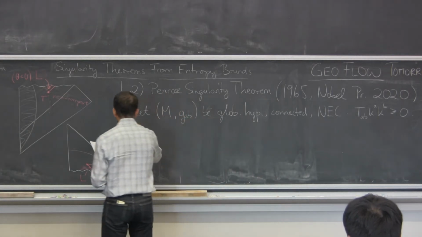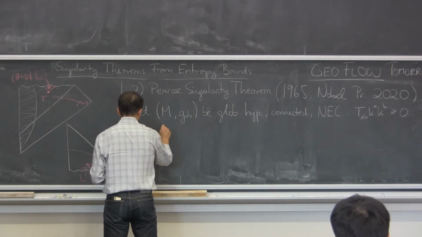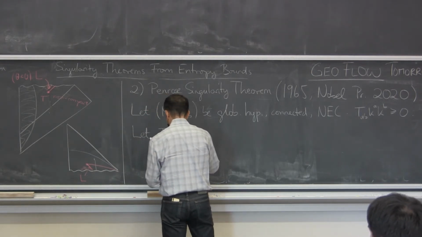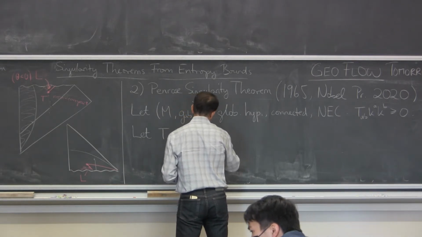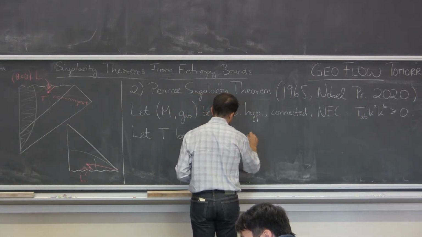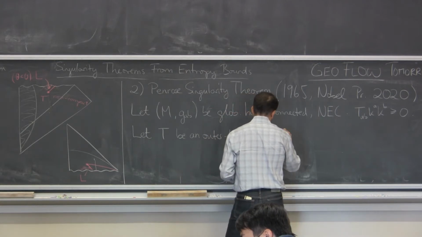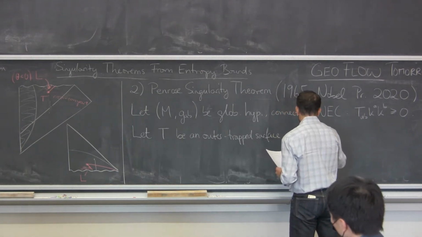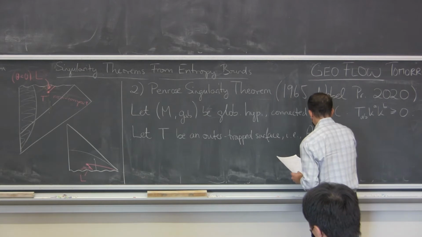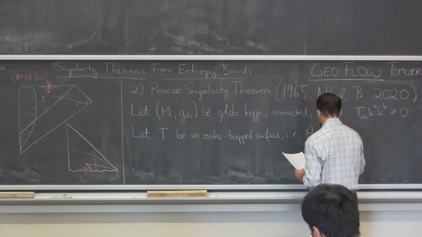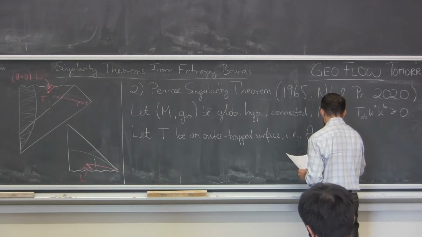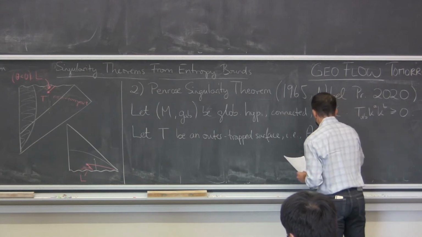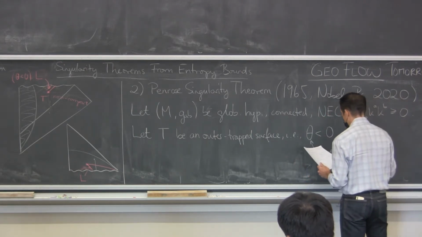Okay, so let T be an outer trapped surface. Meaning that theta of the light rays going to the future and into T, that those light rays have negative expansion. Okay.